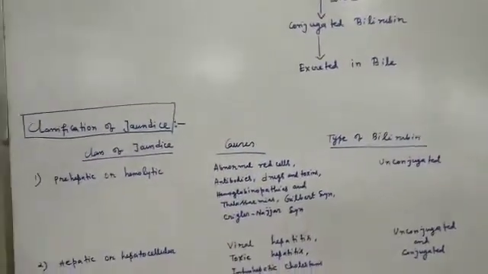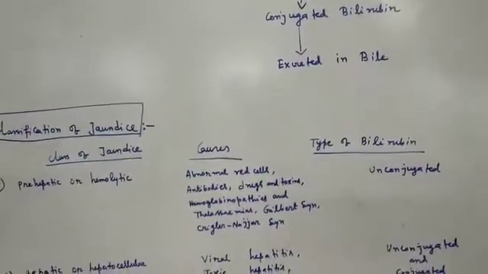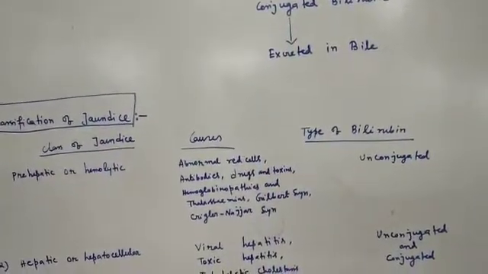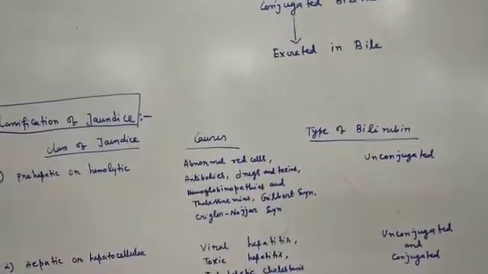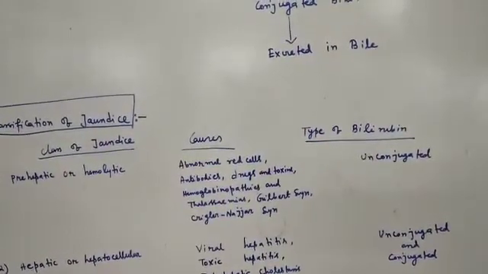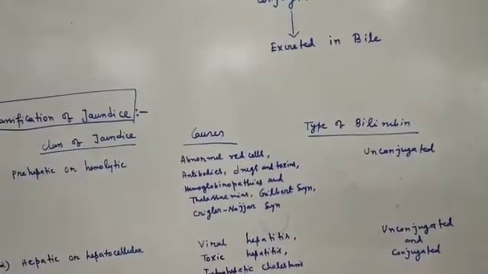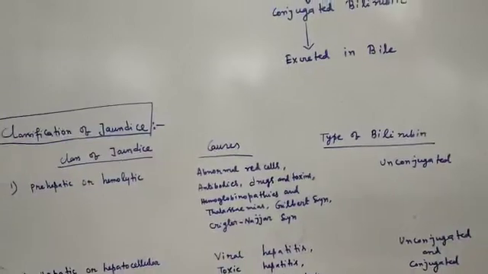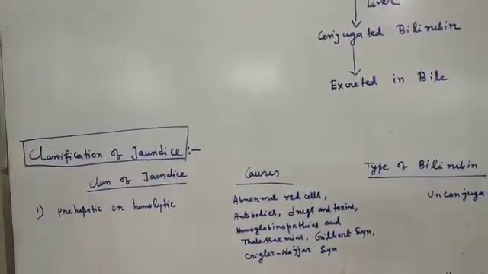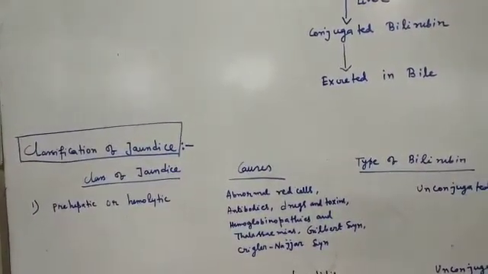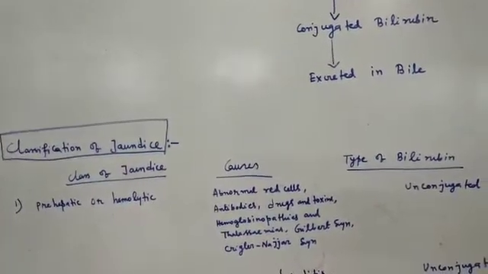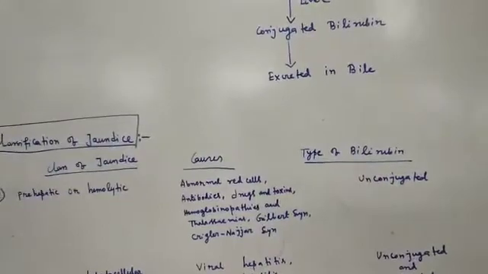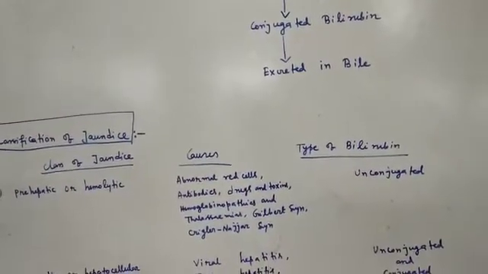And what are the common causes of this type of jaundice? These are abnormal red blood cells, any structural defect of red blood cells, antibodies, certain drugs and toxins, hemoglobinopathies, thalassemias, Gilbert syndrome, Crigler-Najjar syndrome. These are the common causes of prehepatic or hemolytic jaundice. And in this type of jaundice, the type of bilirubin which will be raised is unconjugated bilirubin.